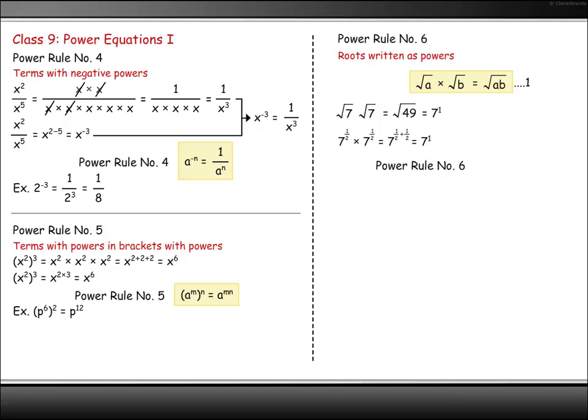This leads on to power rule number 6. Root a can be written as a to the power of a half. This is the most difficult of all the power rules. Let's do some examples. Evaluate 25 to the power of a half. This equals root 25. What number multiplied by itself gives 25? The answer is 5.